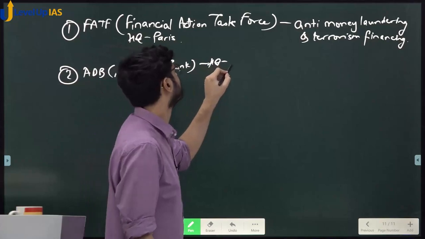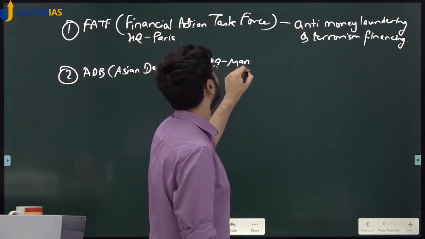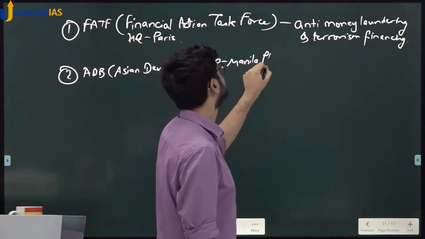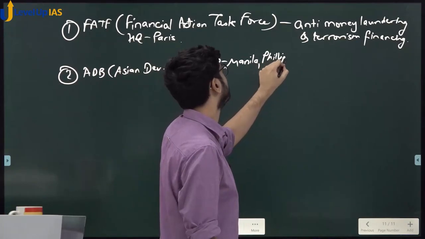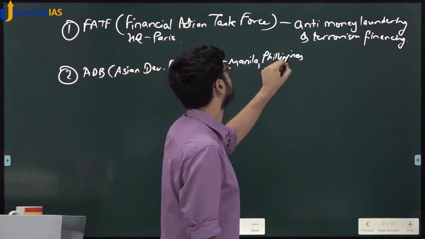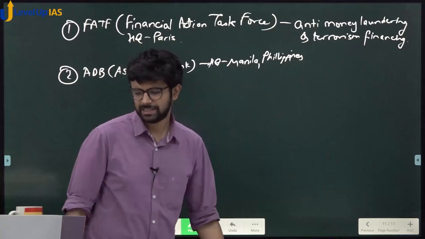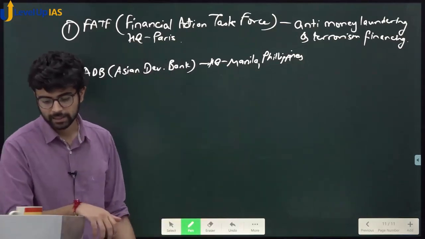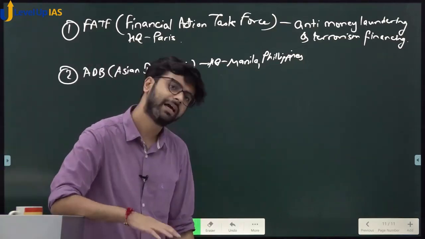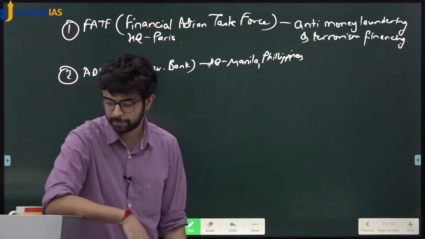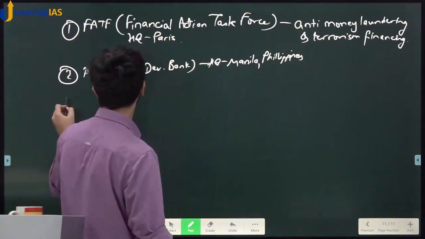Headquarters, Manila. Philippines, capital is Manila. Philippines mein hai. Bas, that's it. Asian Development Bank. Right? So, Japan, USA, China, India, everyone is a member of Asian Development Bank. Very confusing in prelims.